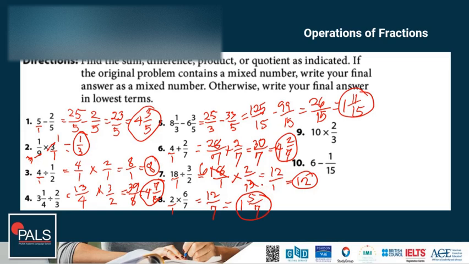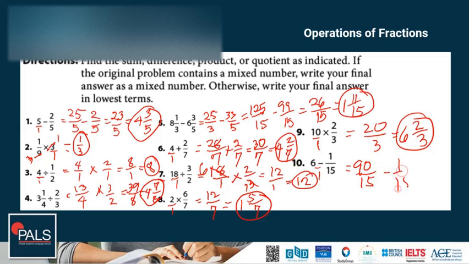Okay, number 9. So 10 times 2 is 20 over 3, or we have 6 and 2/3. Number 10. 6 minus 1 over 15. So we have 90 over 15 minus 1 over 15. The answer is 89 over 15. Then change to mixed number. The answer is 5 and 14 over 15.